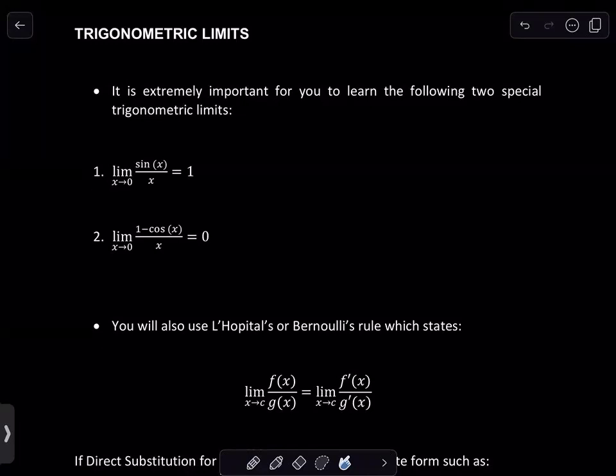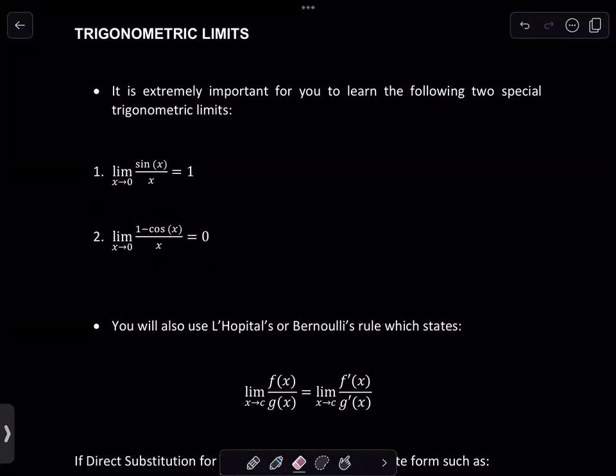So let's begin on what you need to know. Now, it's extremely important for you to learn these two special trigonometric limits. Here's the first one. The limit as x approaches 0 of sine x over x is equal to 1. And then we have the limit as x approaches 0 of 1 minus cosine x over x is equal to 0. So pretty self-explanatory. I don't really need to explain these in much detail. You just need to be able to identify when you can use them and what the result is.